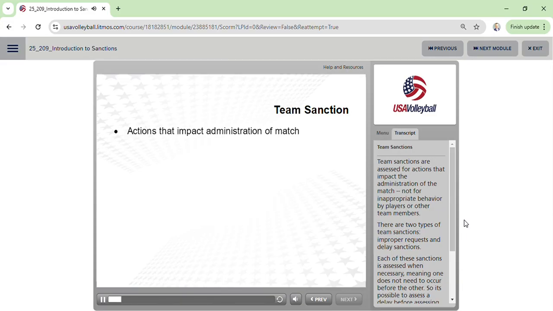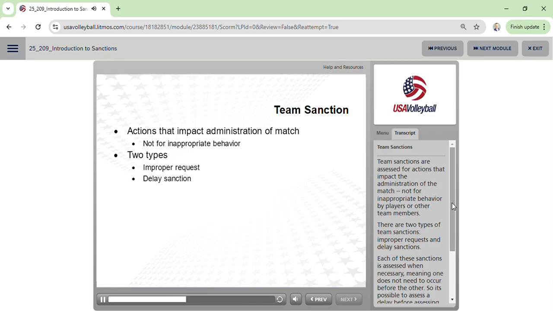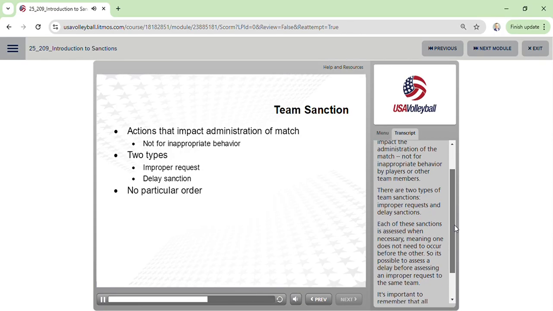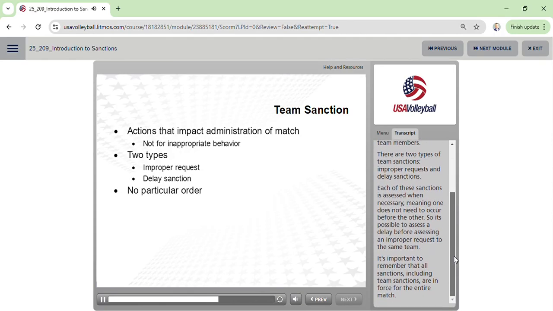Team sanctions are assessed for actions that impact the administration of the match, not for inappropriate behavior by players or other team members. There are two types of team sanctions: improper requests and delay sanctions. Each of these sanctions is assessed when necessary, meaning one does not need to occur before the other. So, it's possible to assess a delay before assessing an improper request to the same team. It's important to remember that all sanctions, including team sanctions, are enforced for the entire match.